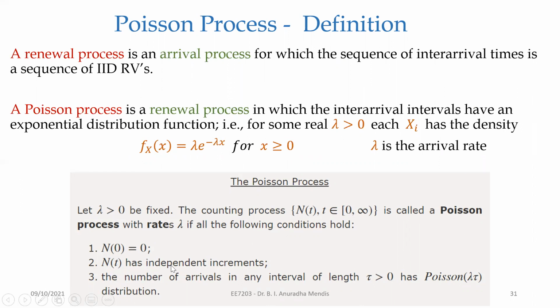And N(t) has independent increments. Why is it independent? Because these interarrival times are independent and identically distributed random variables. The number of arrivals in any interval of length tau has a Poisson distribution with parameter lambda tau.